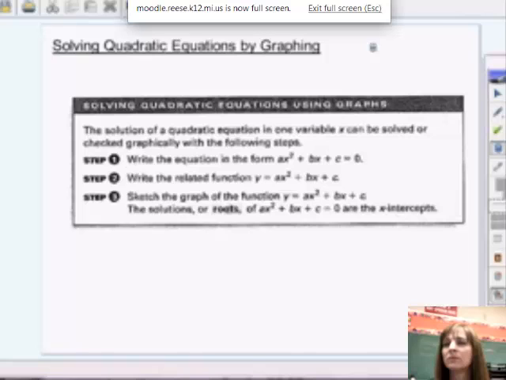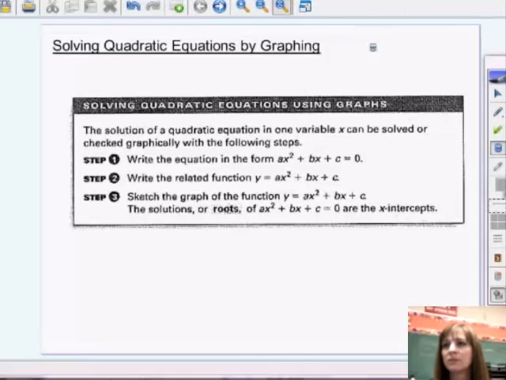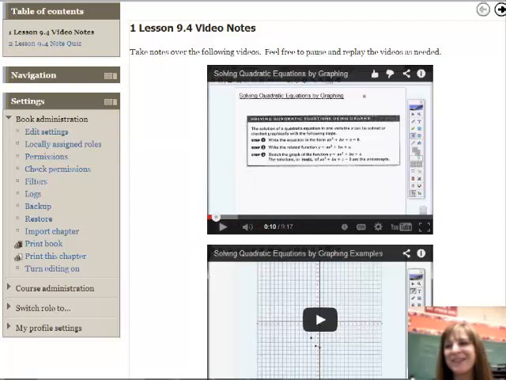When solving quadratic equations by graphing, it's important to keep in mind that when we are solving equations, what we're doing is looking for what the variable equals. And my students are lucky enough not to only have to listen to me at school, but they also get to listen to me at home.